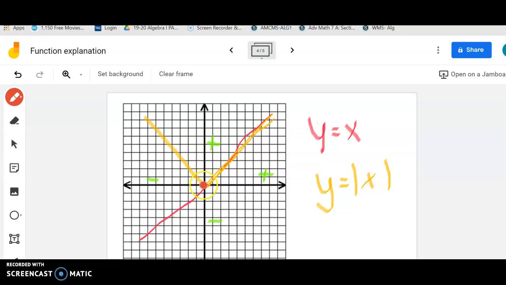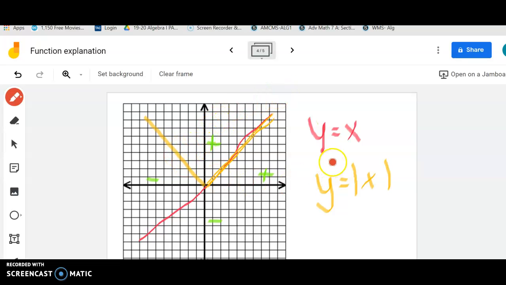But remember here, when it was here and it was -1, it can't be negative, so it's going to come up, and it's going to come up. This is the vertex, and that's going to be an important place for you to identify.